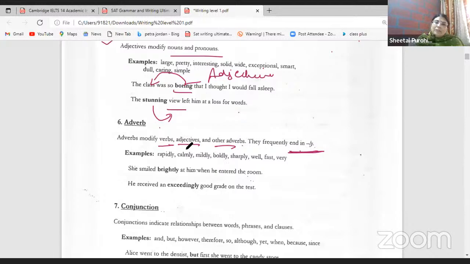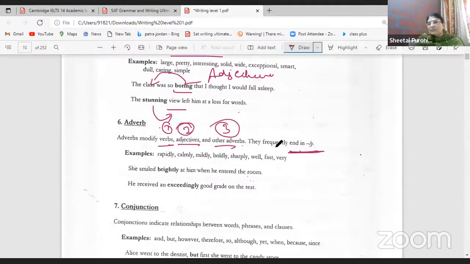So adverbs can modify three things. The first one, they can modify verbs; they can modify adjectives; third, they can modify other adverbs. Kapinga, you are raising your hand every time.